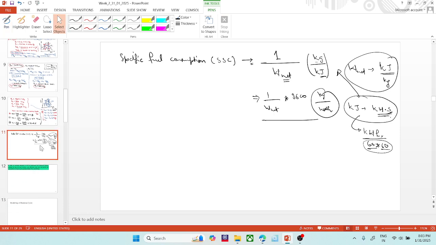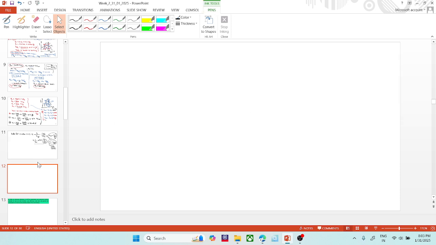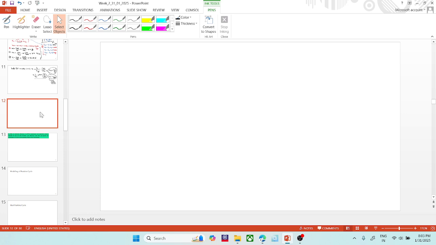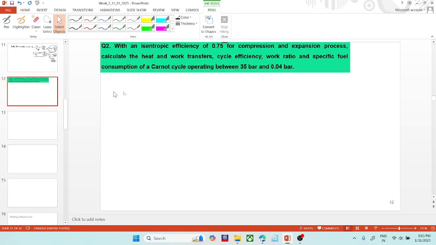Okay, I have to take another page for the next problem. Okay, next problem. I don't think I have to solve it fully. It is the same problem, but they are saying that the isentropic efficiency for compression and the expansion process is 0.75. Then for that we have to determine all the things.